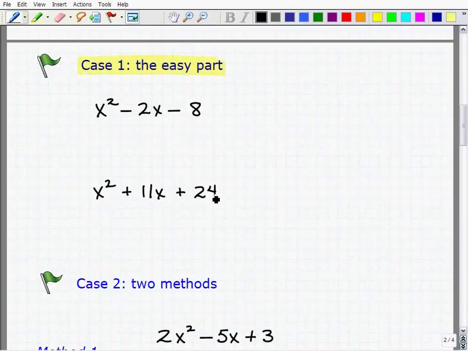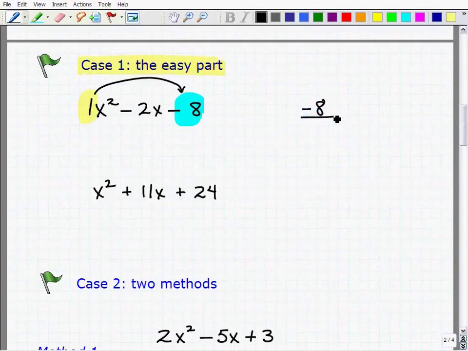All right, so once it's written in standard form, here's what I want you to do. Take that 1 here and multiply it by the last number, which is the constant. So what do you get there? 1 times -8 is -8. So you have -8.